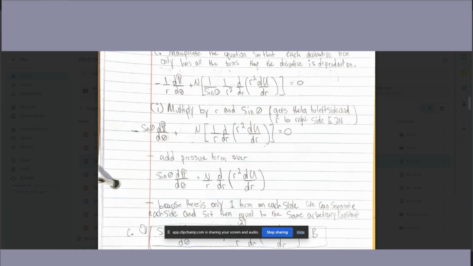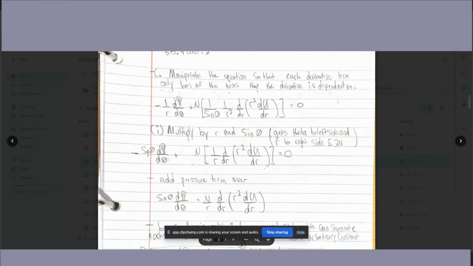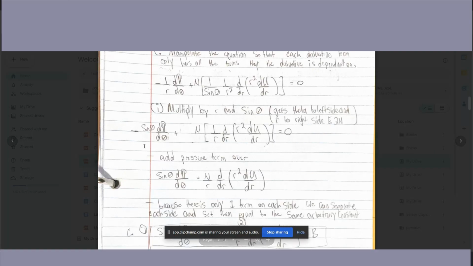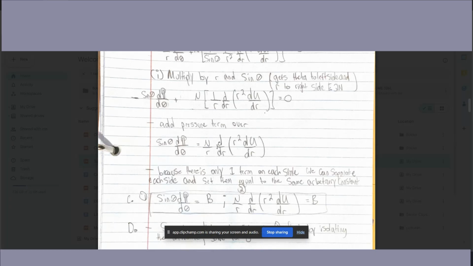Why do I multiply by r? Oh yeah, to get rid of this r here. I get rid of that because it's along with the theta, and I don't want that. So multiply by r, multiply by sine theta to get the sine theta along with this, and then we set them equal to each other. I just move this equation to the other side.